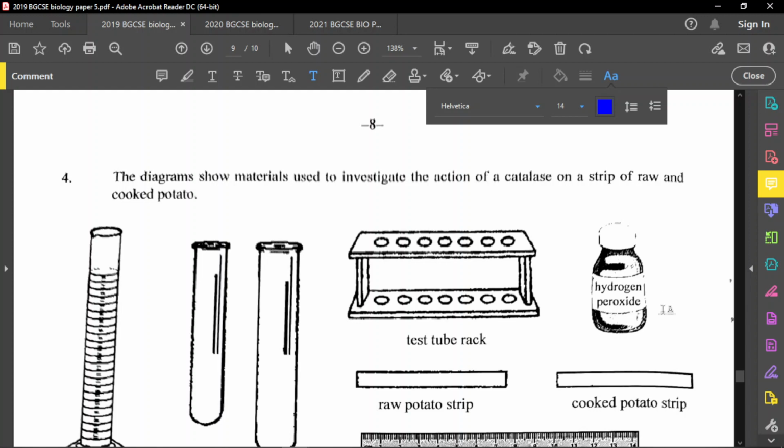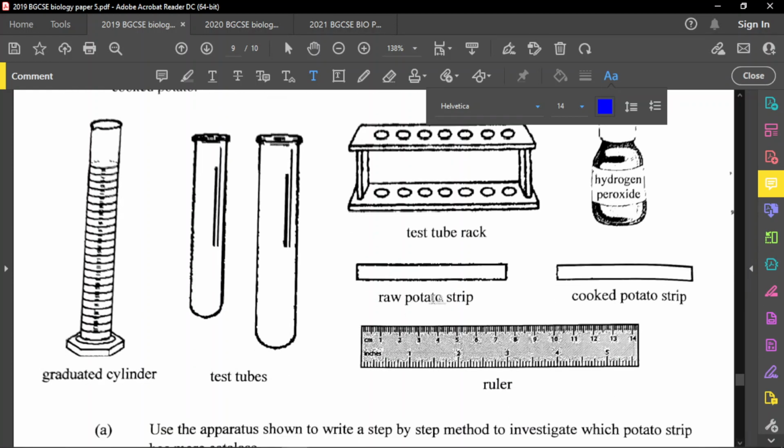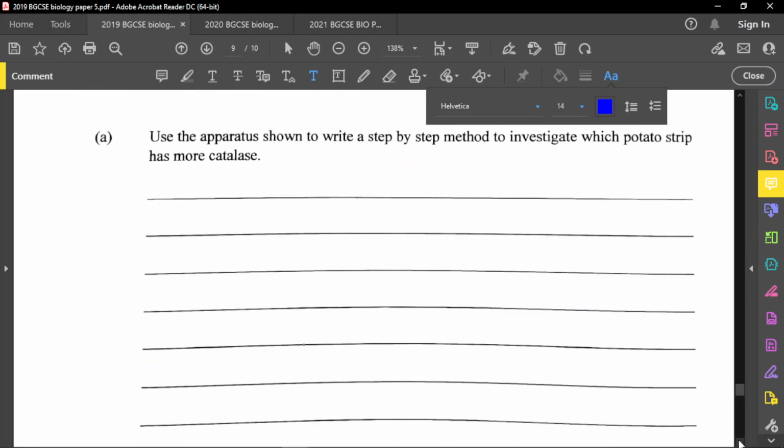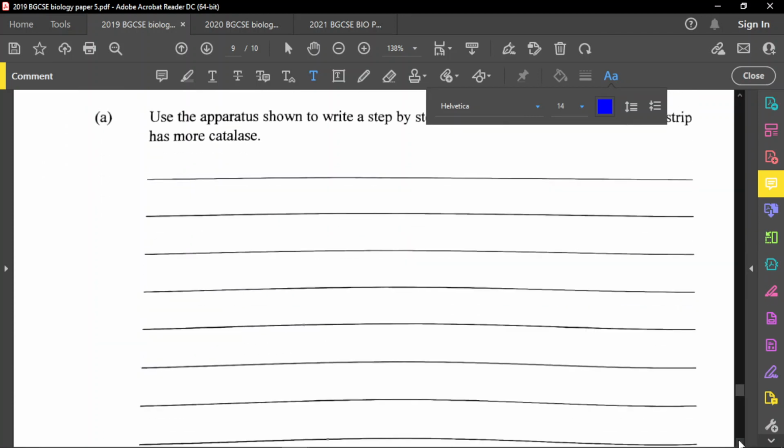All right? So here now, we have raw potato, we have our cooked potato, we have our graduated cylinder, we have our test tube, we have our test tube rack. All right. So here now it asks us to use the apparatus shown to write a step-by-step method to investigate which potato strip has more catalase. Let me just quickly run through the steps that you can make right here.